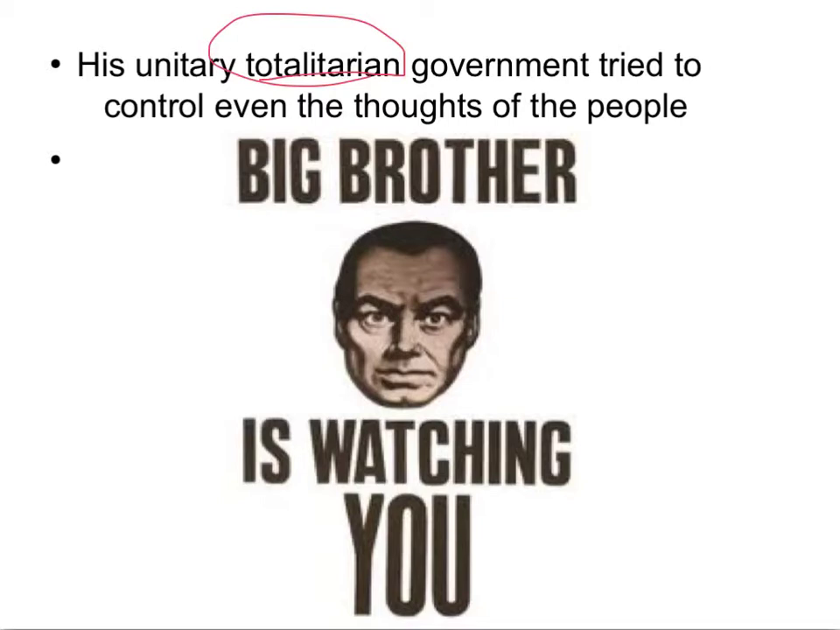A totalitarian government is the kind of thing that you might have read about in, say, 1984, or in some ways, I don't know, maybe the Hunger Games counts as a totalitarian government, because it tries to even control what thoughts are possible. It controls the media, it controls communications, all those types of things.